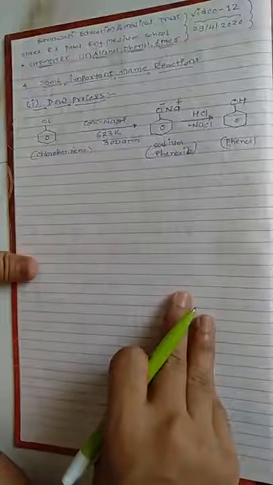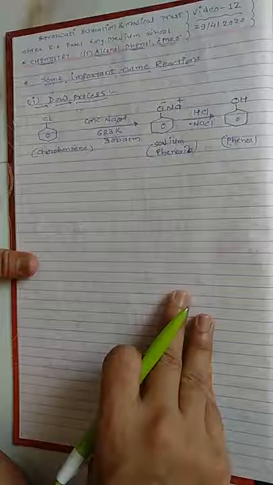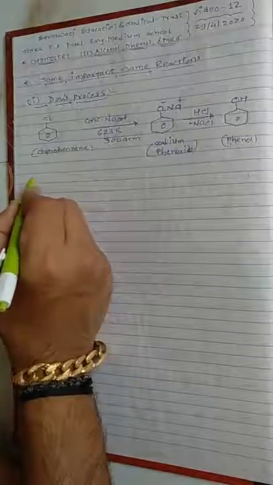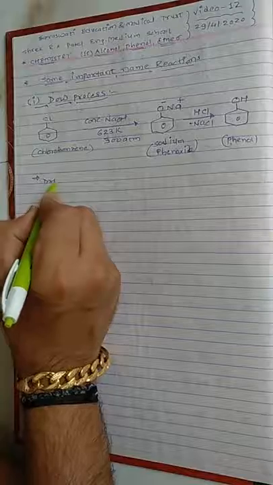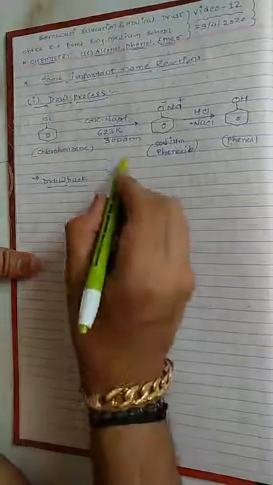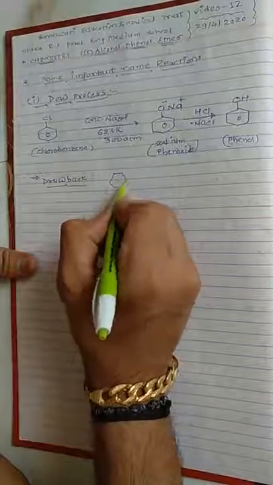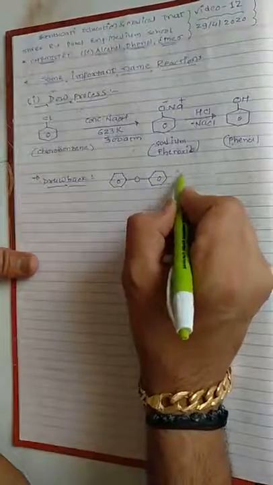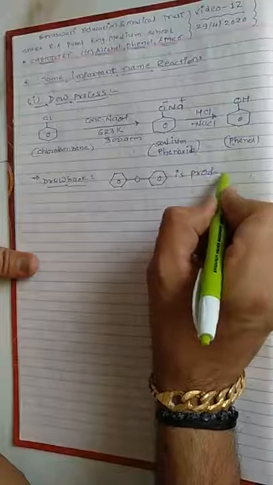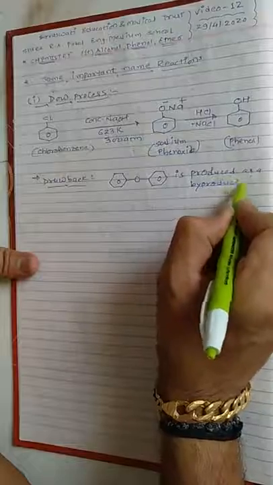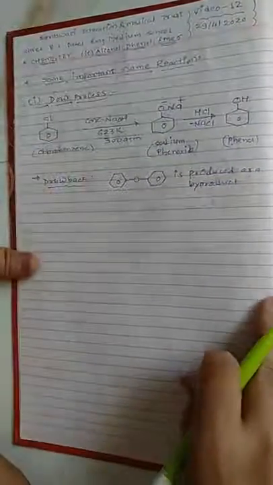This method is least important for industrial manufacturing because it has several byproducts in the form of diphenyl ether. So I will write one important point over here, a drawback of this method. Diphenyl ether, the structure is like this. Diphenyl ether is produced as a byproduct. So this is the drawback of the earlier mentioned method.